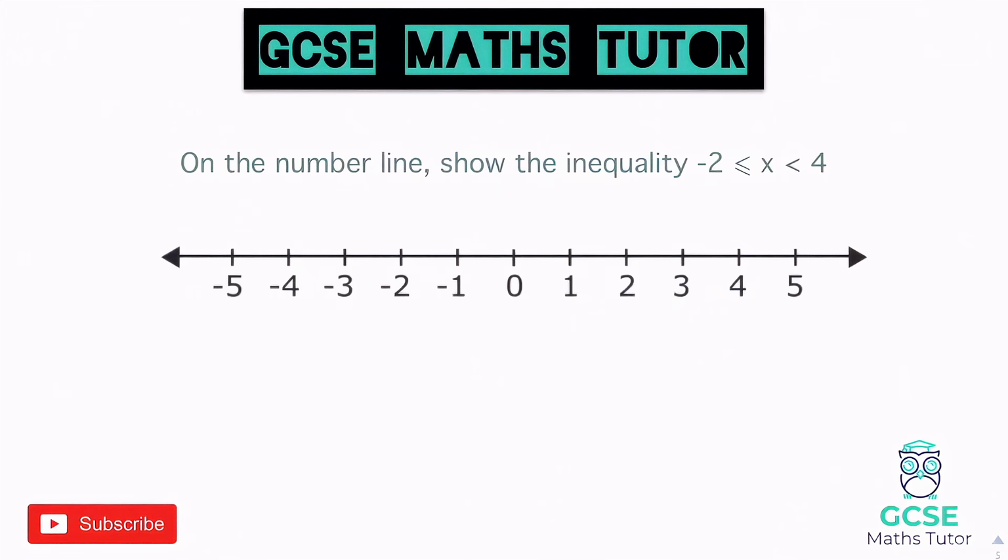Okay, so on the number line, show this inequality. So when we're drawing these sorts of things on a number line, we look at what numbers we've got. We're going to put our little circles above those, so negative 2 and 4. And we're going to join them up.